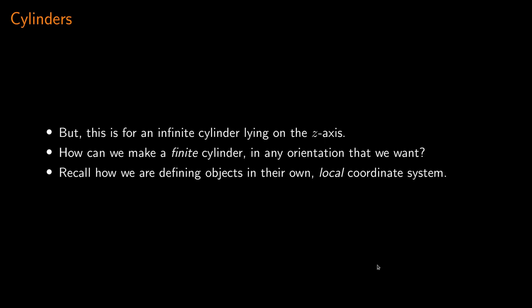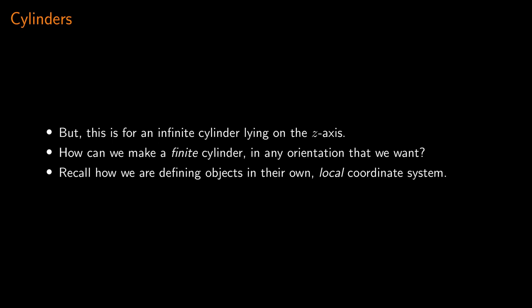Okay, so that's easy, but that's for an infinitely long cylinder lying along the z-axis. We're not interested in infinitely long cylinders. We are only ever really likely to want a finite cylinder, and we want to have it in any orientation that we want. So how can we do that?